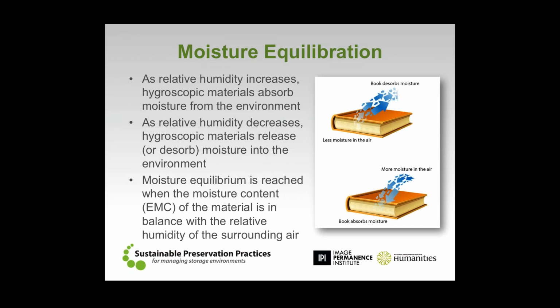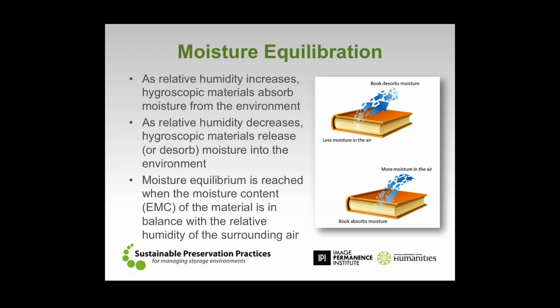Now, thinking about the actual process, as relative humidity increases, we know that hygroscopic materials are going to absorb moisture from the surrounding environment. Makes perfect sense. But as relative humidity decreases, we also know that those same materials are going to give up some of their moisture to the surrounding environment. So we have this constant state of fluctuation back and forth, if you will.